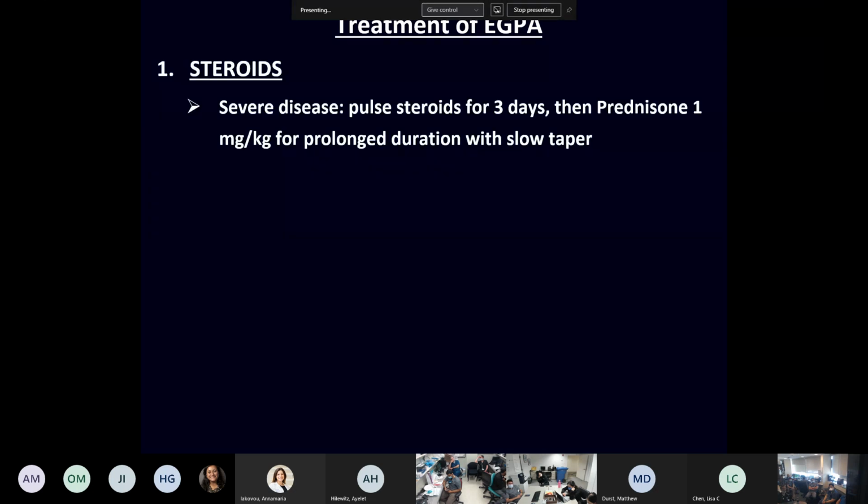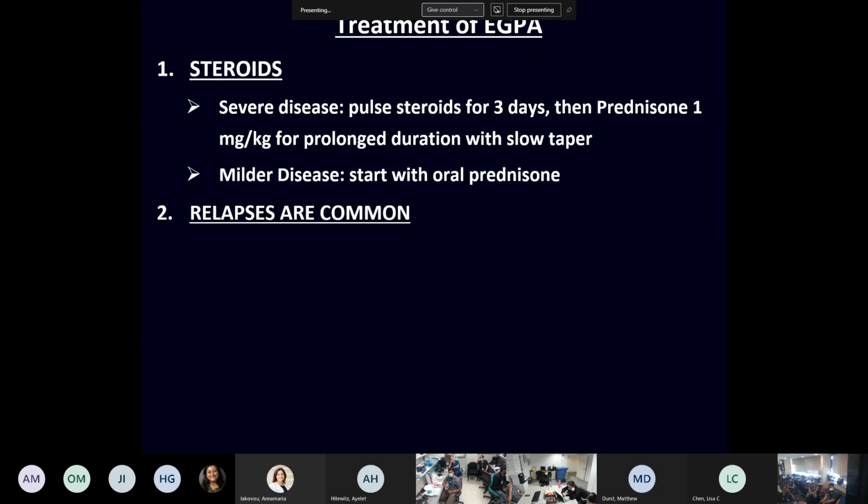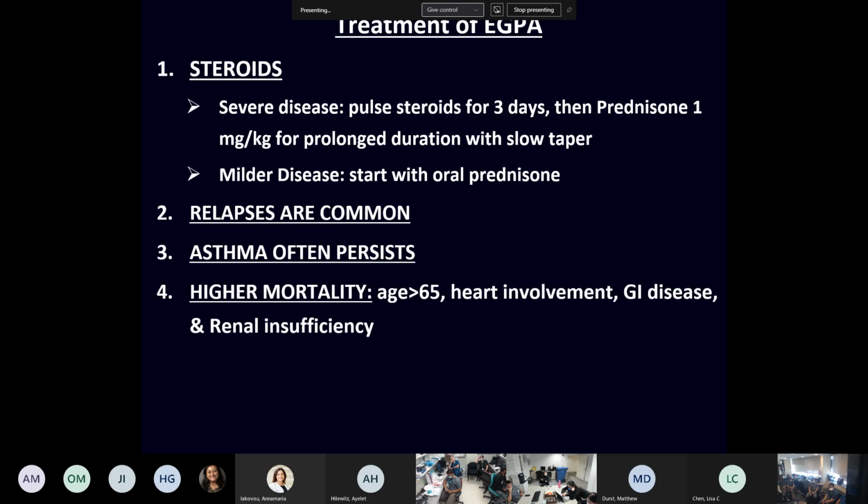And for severe disease, pulse steroids may be given, and then you put them on 1 mg per kg for a very prolonged duration, like chronic eosinophilic pneumonia, with a very slow taper. In milder disease, you can probably just start with 1 mg per kg of prednisone at the onset. Like with chronic eosinophilic pneumonia, relapses are common, and the asthma often persists.